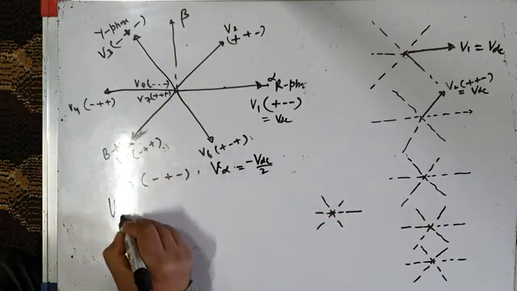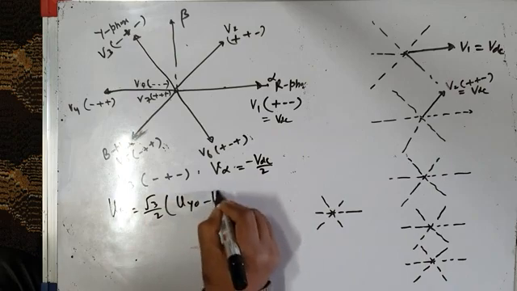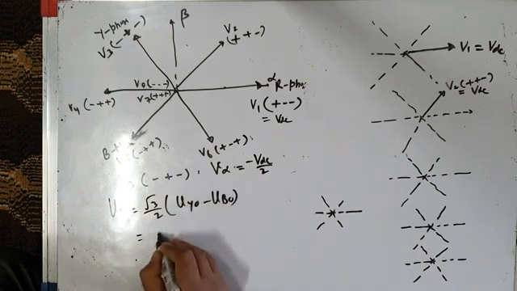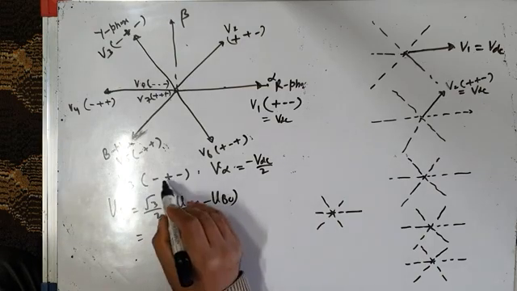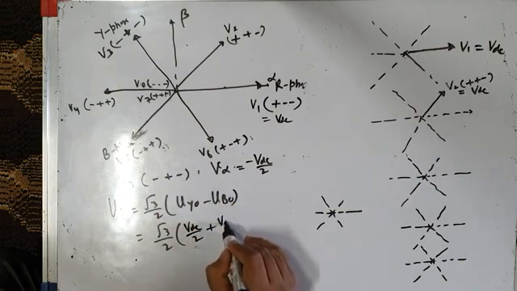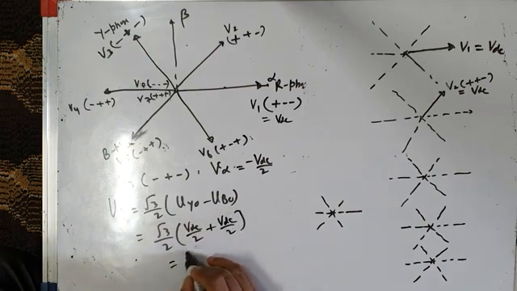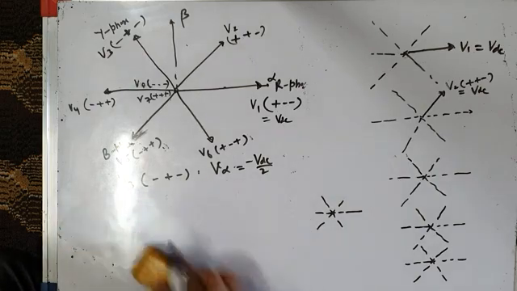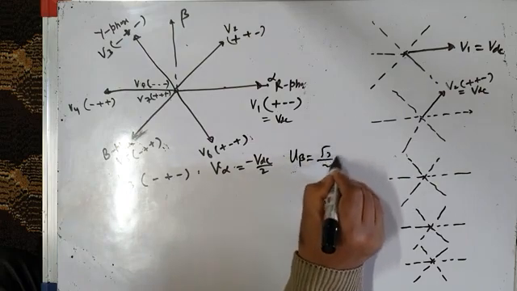What is its beta component? It is root 3 by 2 times VYO minus VBO. That is root 3 by 2 times VYO, which is VDC by 2 because the Y top switch is on, minus VBO, where the bottom switch is on, minus minus VDC by 2. Minus and minus becomes plus. VDC by 2 plus VDC by 2 is VDC, so it is root 3 by 2 VDC. So therefore V beta is equal to root 3 by 2 VDC.